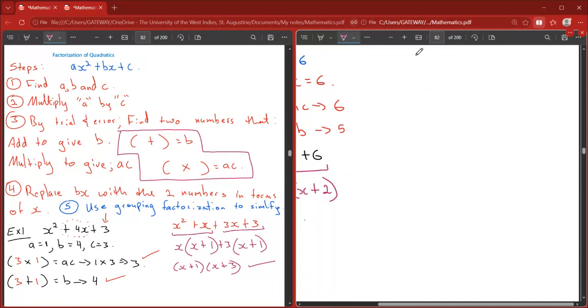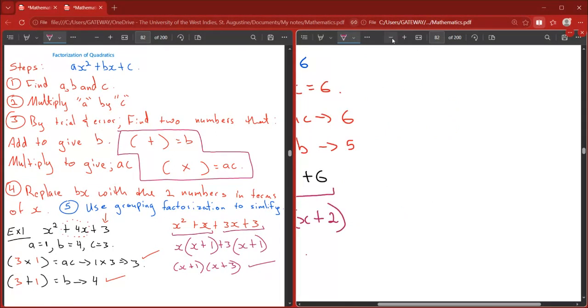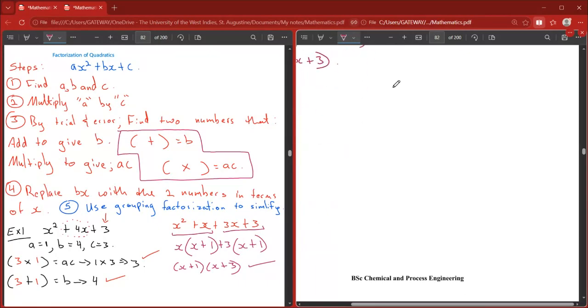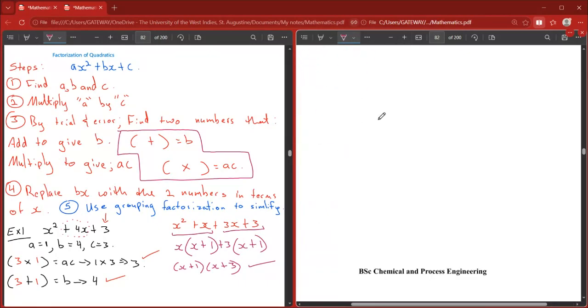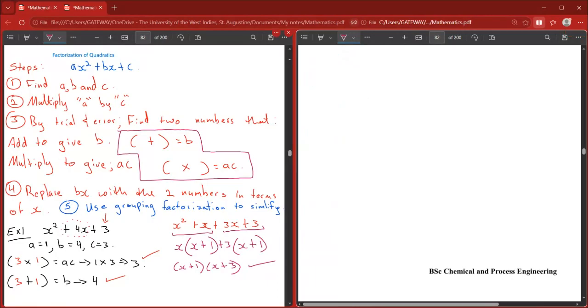So let's go through another one. Let's say you have 2x squared minus 7x plus 5. The first step is to take out what is a, which is 2, what is b, which is negative 7, what is c, which is 5. Next step is to find the product of AC. So AC will be 2 times 5, which is 10.